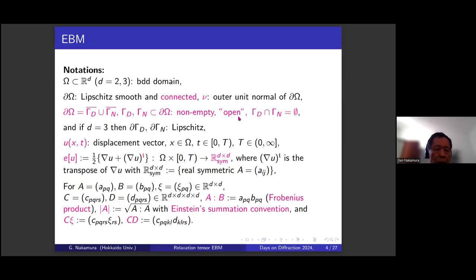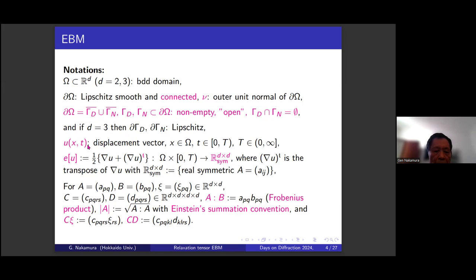To introduce the EBM, I have to prepare some notations. Omega is a bounded domain in R^d, where d is 2 or 3, and its boundary partial omega is Lipschitz smooth and also connected. Its outer unit normal is denoted by nu, and I divide partial omega into two parts, gamma D and gamma N. Both gamma D and gamma N are non-empty open sets, and gamma D and gamma N do not intersect. For the case d equal 3, there will be a non-trivial boundary for gamma D and gamma N, so I assume their boundaries are Lipschitz smooth.